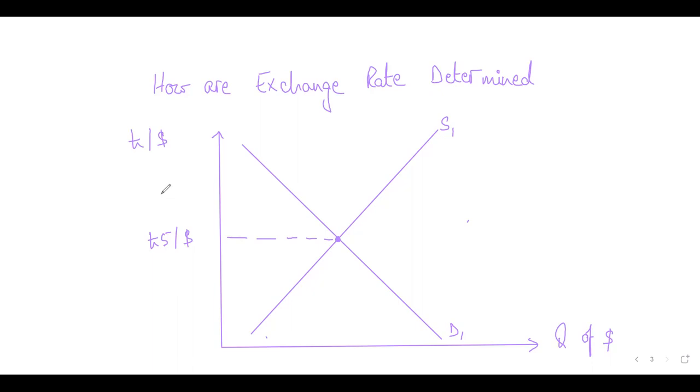So the idea is fairly simple: when the demand for a country's exports is decreasing, its demand curve will shift to the left. Its demand curve will shift to the left like this, right? So from D1 to D2. It shifts like this, and this is where the new equilibrium is.